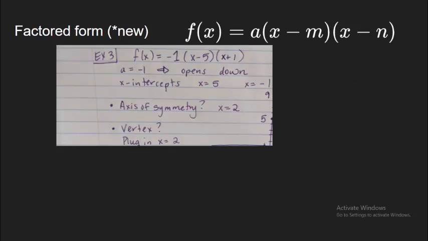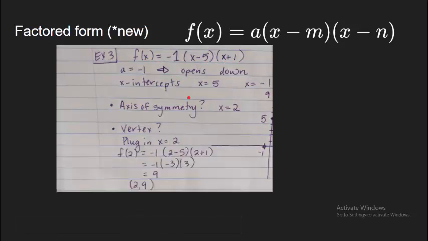So what are we going to do for the vertex? Well, we just have to plug in that x value. So wherever we see x, we plug in a 2. I've got 2 minus 5 times 2 plus 1, and then times -1. All right, and if I plug into my formula, I see 2, 9. So I'm going to plot that on my graph, right? Here's one of my x-intercepts. My other x-intercept is over here.